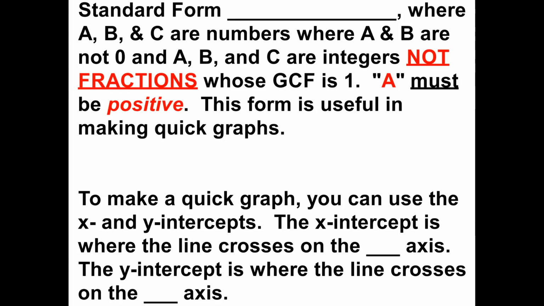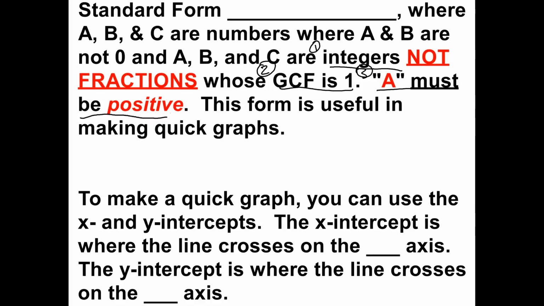But these are the three things that you have to know for standard form. In order to put things in standard form, you must have integers. You cannot have any fractions. That's number one. Second thing is the GCF of all A, B, and C must be 1. And the third thing is that A must be positive. Those are the three things. So you need to make sure you go back and underline these things so you know what are the three things you have to use in standard form. So everything must be an integer, no decimals, no fractions. GCF of all A, B, and C must be 1, and A must be positive.